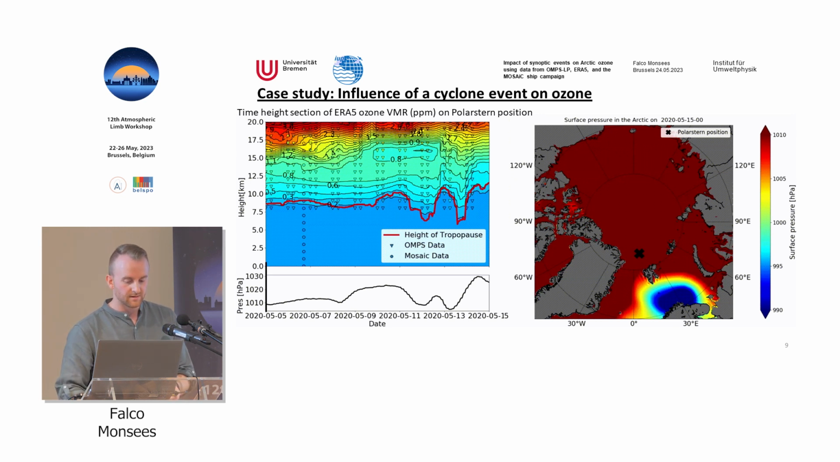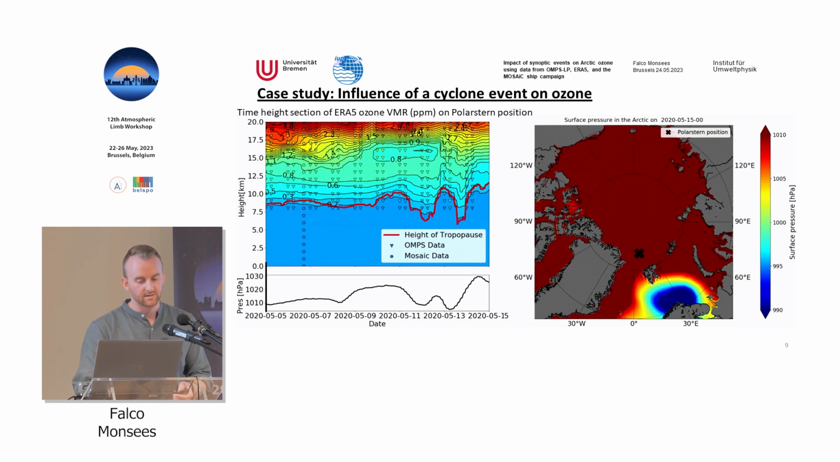If we look at the first influence, we can see that for the turbopause height and the ozone content of the ERA5, we can't really see a disturbance in that ozone field. But for the second and third occasion, we can definitely see the influence of the cyclone on the turbopause height and therefore also on the ozone content.